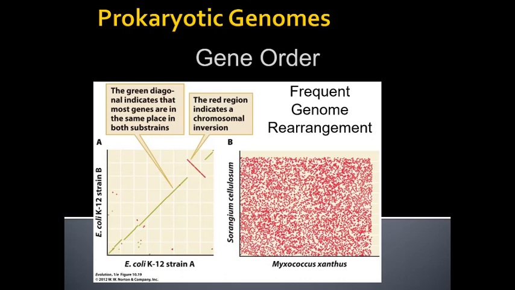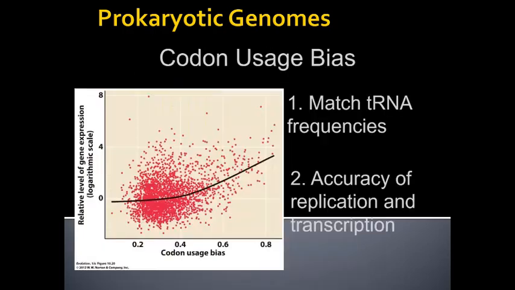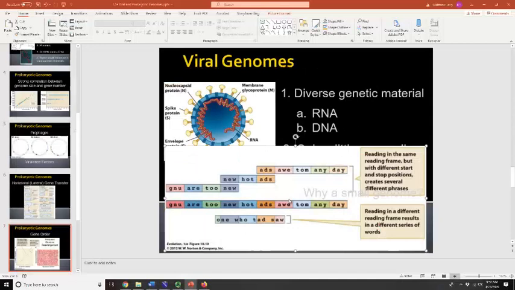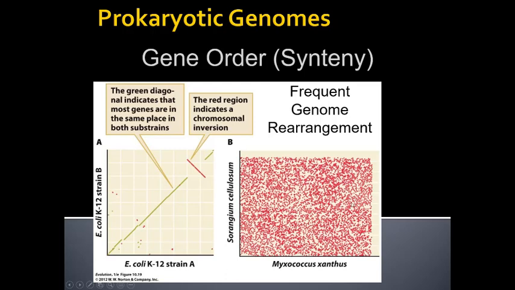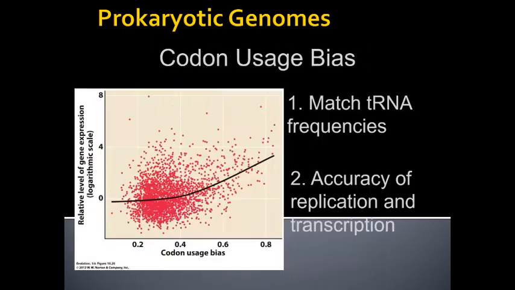Now, gene order, I'm going to put another vocabulary word up here, which we'll also do when we do the eukaryote gene order. But this is also called synteny. So I'll put that in parentheses here. It's a good vocabulary word. You should know it. Synteny is simply the order of genes on the genome. And so realize that there are very low levels of synteny, even between marginally closely related bacteria. There's going to be a very low level of similar order of the genes.